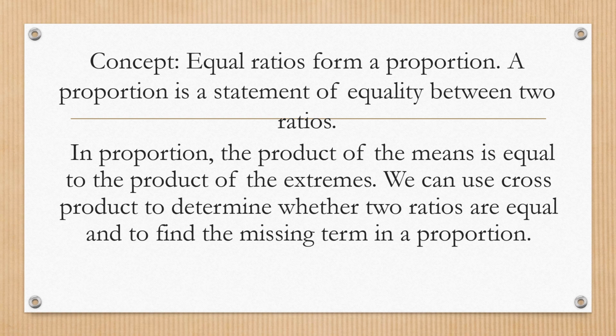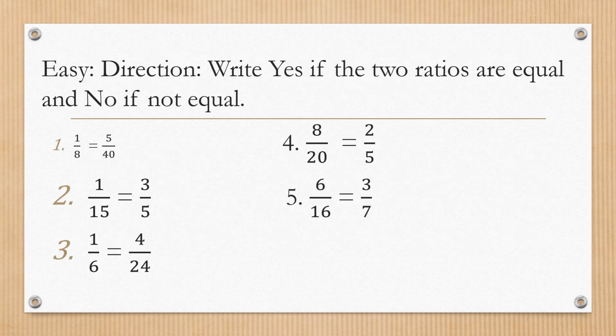Now, equal ratios form a proportion. A proportion is a statement of equality between two ratios. In a proportion, the product of the means is equal to the product of the extremes. We can use cross product to determine whether two ratios are equal and to find the missing term in a proportion. That's why we did it like this.